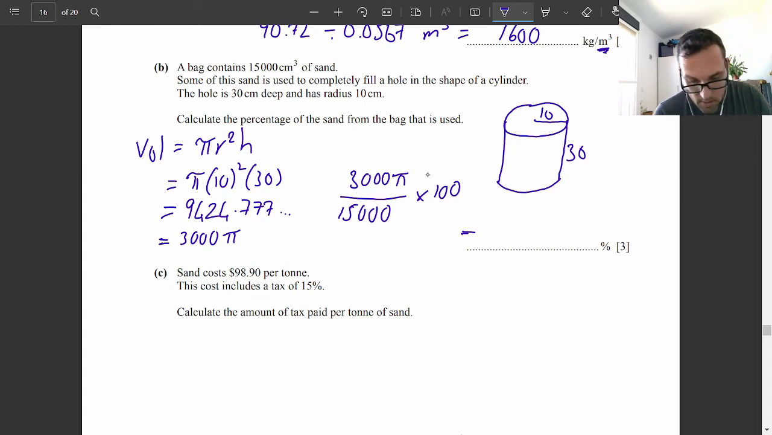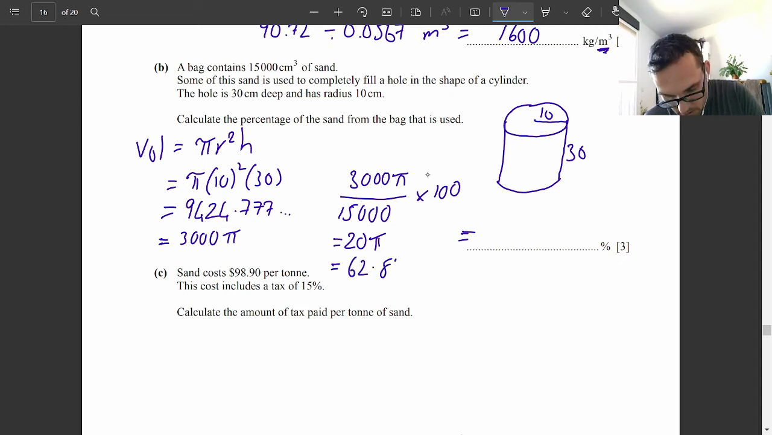And there we go. That will give us 20 pi as a decimal value, which will be 62.831, etc. Round to three significant figures, 62.8.